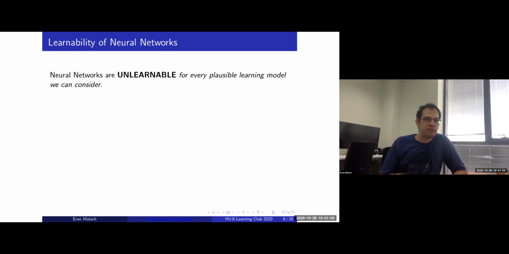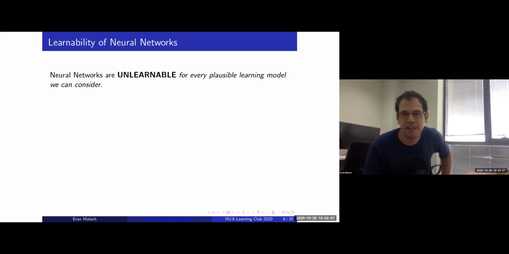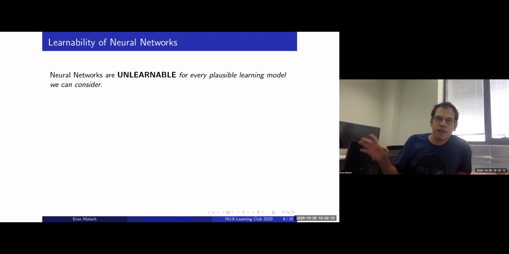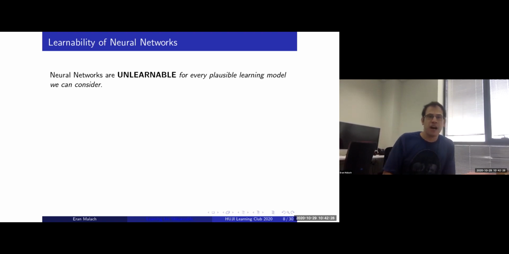And maybe the most interesting thing about this whole game is focusing on neural networks. I'm just assuming that everyone knows what neural networks are, because I guess you do. My focus here would be primarily on neural networks. What's interesting about this general form of learning is that neural networks, which are, I guess, the most used target or hypothesis class today, are unlearnable under every plausible learning model that you can consider. So we can play with these definitions a lot. Some of these models would make sense.